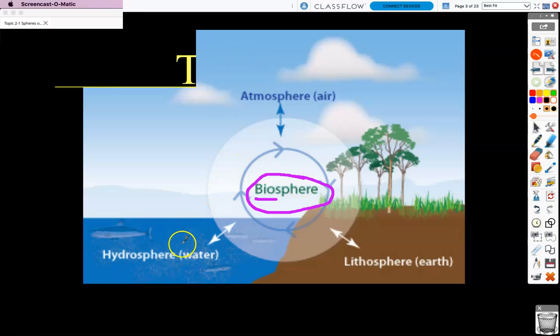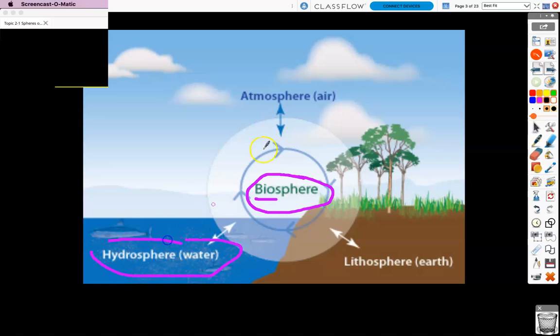I cover hydrosphere, which is water. Atmosphere is the air you breathe. Most kids know hydro. Well, at least they know the atmosphere. Hydro, most kids know that as well. The one that they don't know is called the lithosphere.